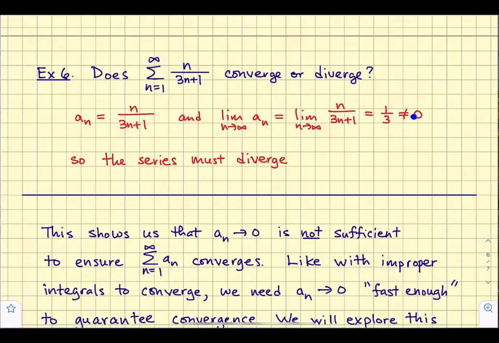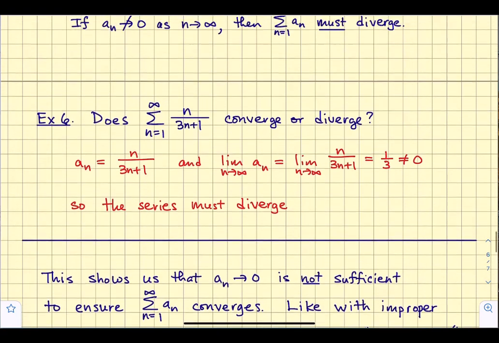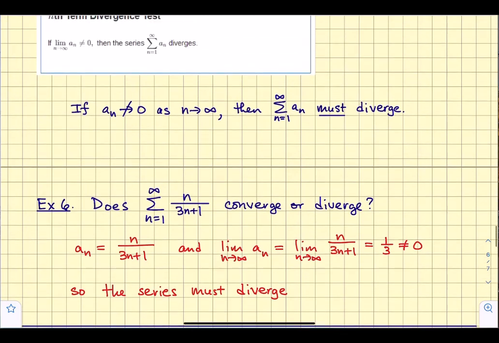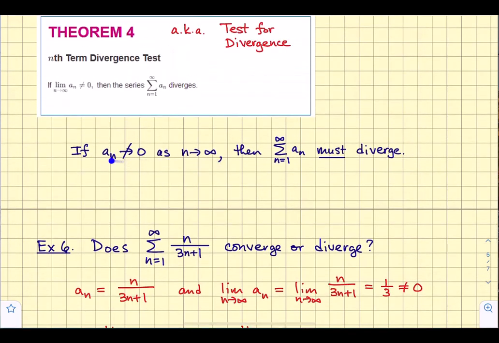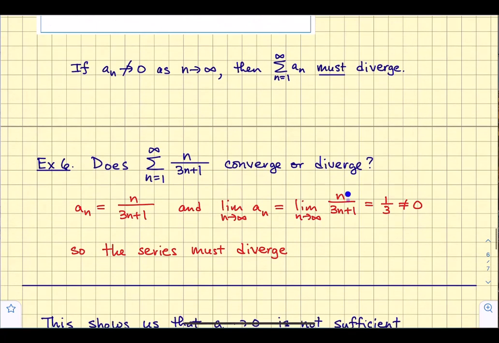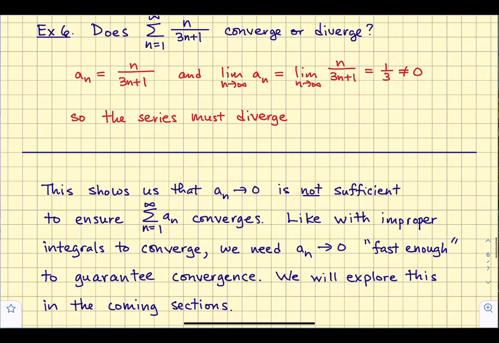That's not 0. So notice what the test for divergence said. If the an's don't go to 0 as n goes to infinity, then the sum of the an's must diverge. So notice the an's did not go to 0, so the series must diverge. Don't expend any more energy trying to figure anything out about that. You know that the series diverges. Now you have to be very careful.